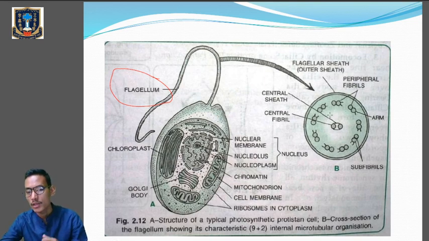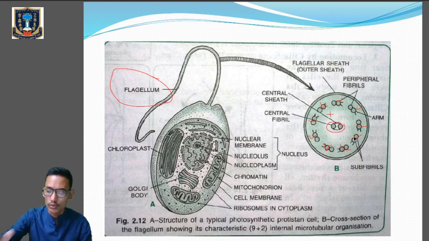In the last class we have learned about the 9 plus 2 microtubular arrangement, right? So over here the central 2 microtubules, and here you can see 9: 1, 2, 3, 4, 5, 6, 7, 8, and 9. So the arrangement is 9 plus 2 microtubular organization. Okay, so go to figure number 2.12 from your textbook.